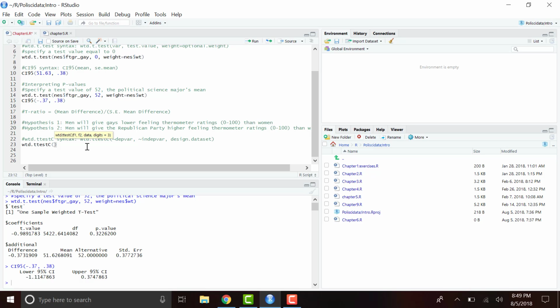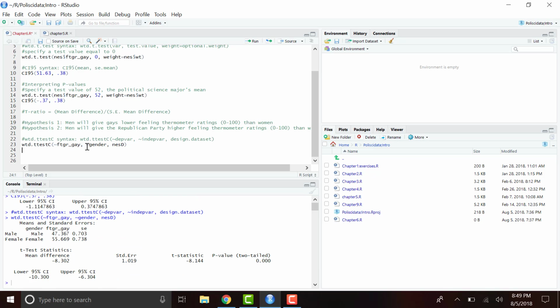wtd.testC. Our dependent variable is ftgr_gay. Our independent variable is gender, and our design dataset is NESD. So, as you can see from here, our T ratio is negative 8.1, and our P value is essentially 0. If you look in the book, you'll get a P value of approximately 1.9 to the negative 16th, which is something around 2 times in a quadrillion that you are going to get this again. So based on that, we can reject the null hypothesis.